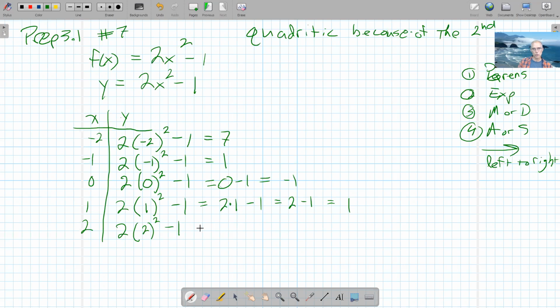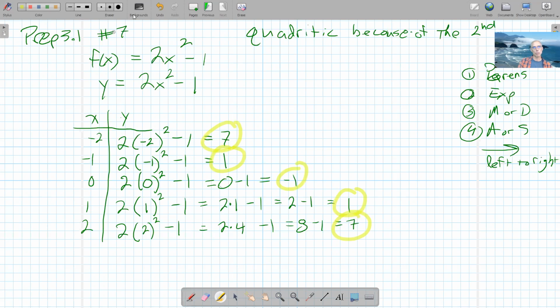So 2 squared is 4, and then I have to multiply by 2 and subtract 1. Multiplication has to come next. 2 times 4 is 8, minus 1 is 7. So I have my numbers. So let's highlight them. 7, 1, negative 1, 1, and 7.